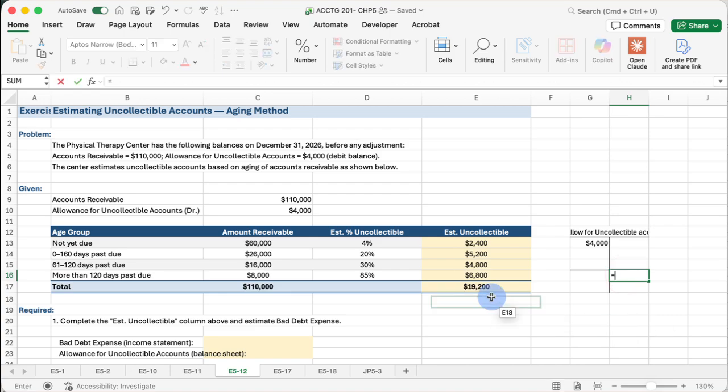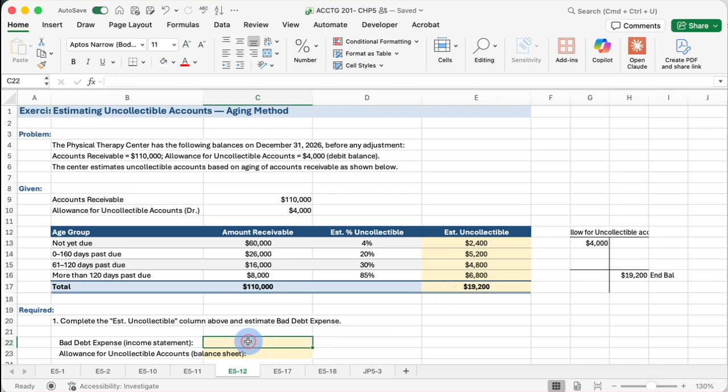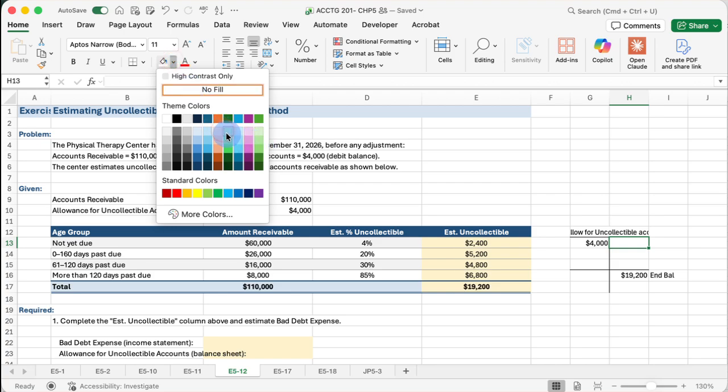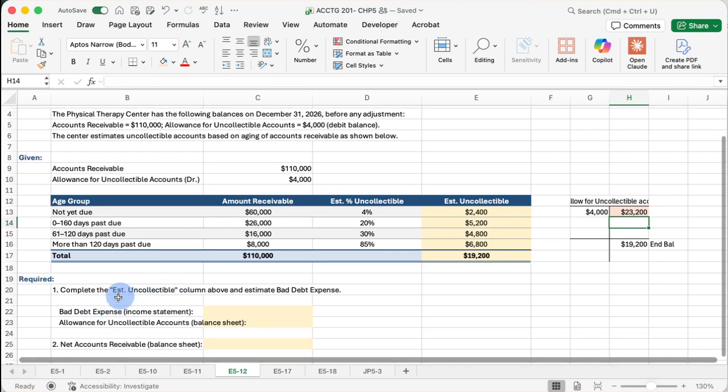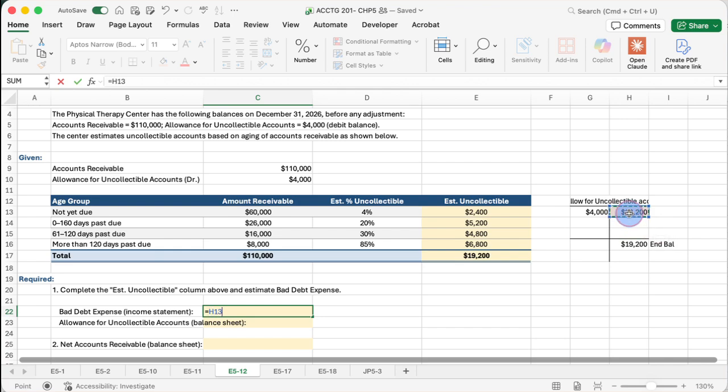I'm going to plug that in over here on the bottom. This is our ending balance. Now when we're trying to figure out what bad debt expense is, we really need to be solving for what it is that we would need to credit this for. To calculate that, we'll say equals the 19,200 plus our 4,000. And so we need to credit this for 23,200. So right here where it's asking us what the bad debt expense would be, that is the 23,200.